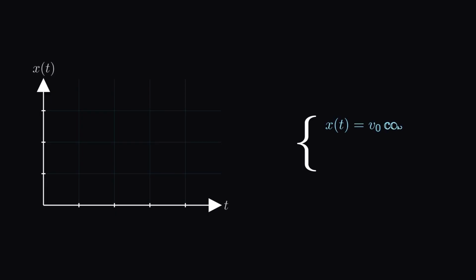In the horizontal direction, we have x of t equals v0 cosine alpha times t. So there is only one linear term controlling the value of x. In other words, along the x direction, the motion is uniform. The object keeps moving forward at a constant speed without accelerating.